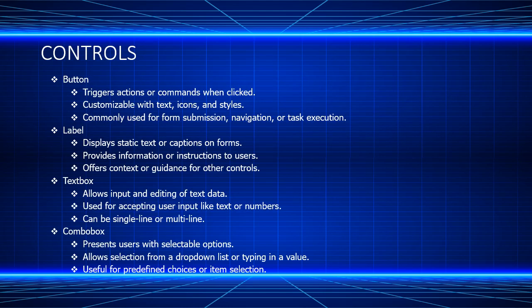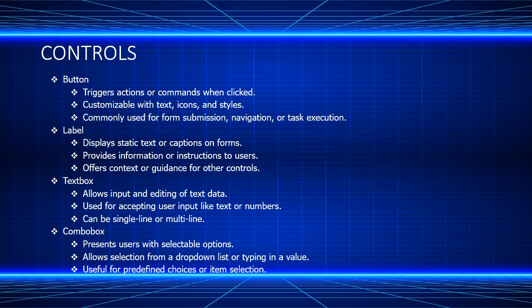Controls lie at the heart of the user interface within Visual Basic.NET, VB.NET, facilitating user interaction and providing essential feedback. Let's delve into some commonly used controls and their functionalities to grasp their significance in UI design. Button. Buttons serve as triggers for actions, commands upon user click. They can be adorned with text, icons, and diverse visual styles to effectively communicate their purpose. Common actions associated with buttons include form submission, navigation, or task execution.